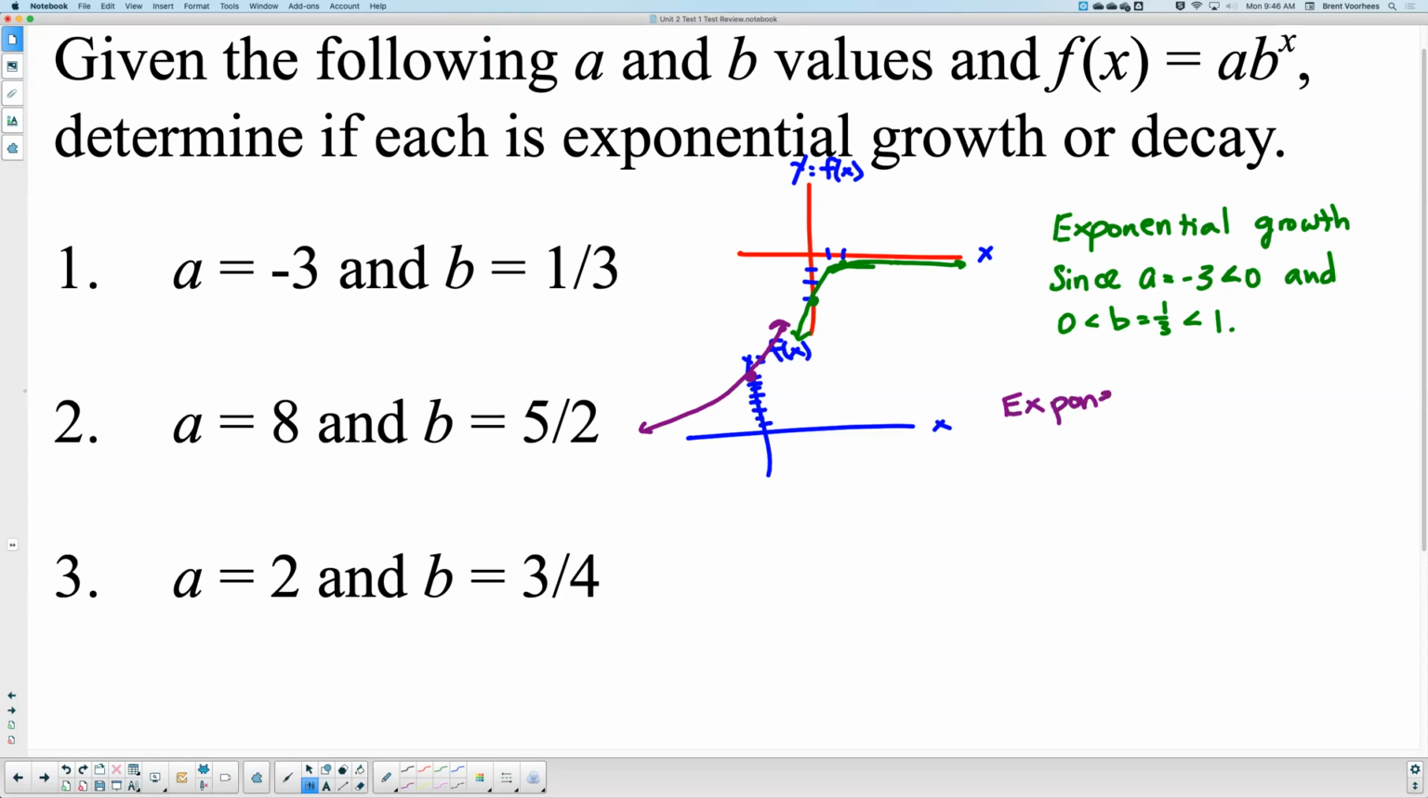Now, what's your reasoning when it asks you to explain why? A is greater. That's right. Since a is greater than 0, since a equals 8, which is greater than 0, and b is greater than 1, it's exponential growth. Let's do this one more time.